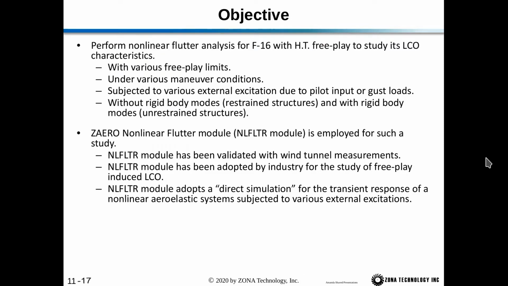The objective here is to perform a nonlinear flutter analysis for the F-16 with horizontal tail Freeplay to study its LCO characteristics. We're going to look at various Freeplay limits under various maneuver conditions subjected to various external excitation due to both pilot input and gust loads. And we're going to also do this without rigid body modes, which is a restrained structure that would simulate a wind tunnel test, and with rigid body modes, which is an unrestrained structure that would simulate an F-16 in flight.